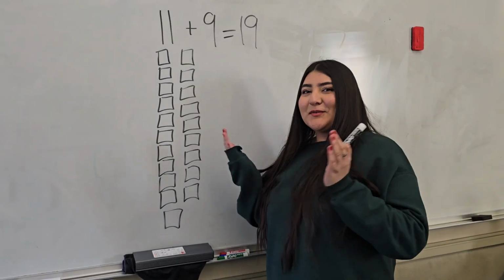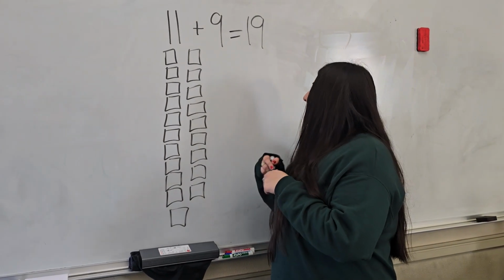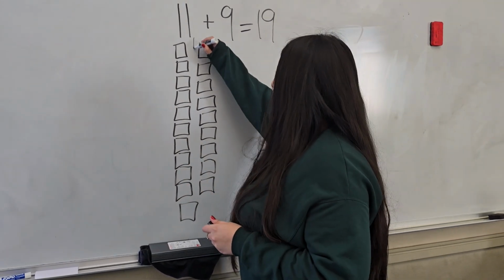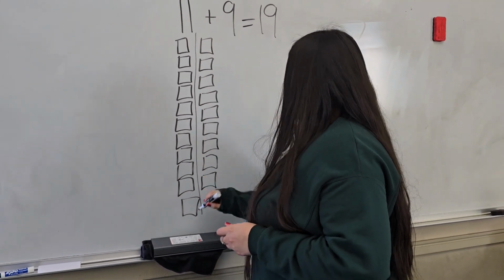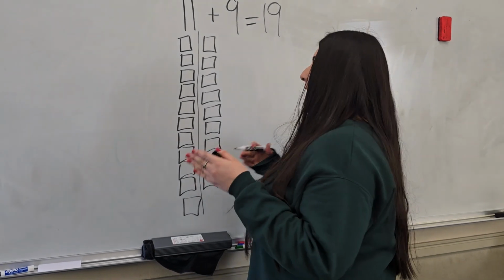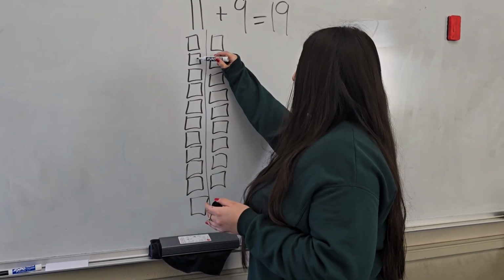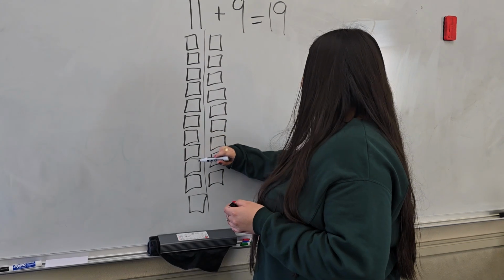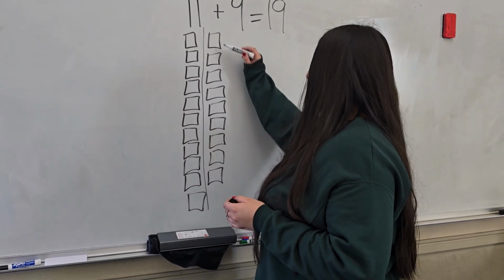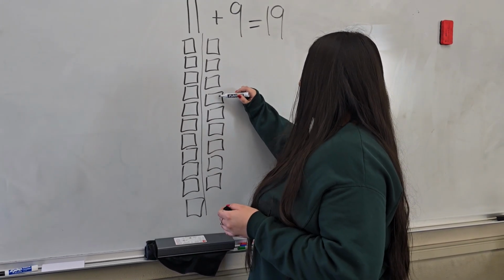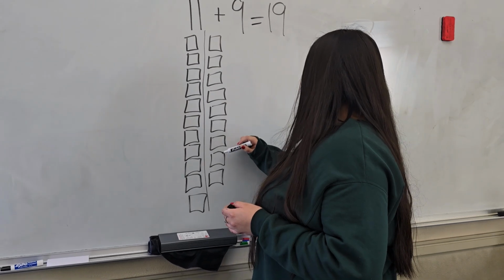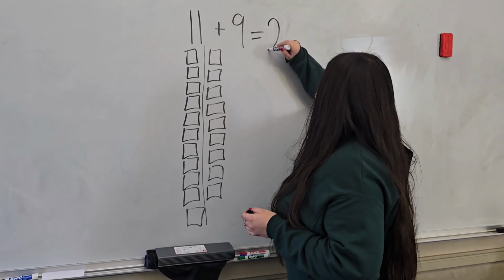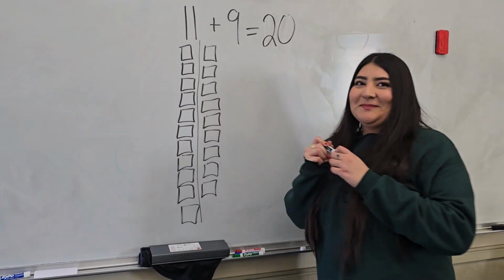Wait guys, we did something wrong. We forgot to count a block. Let's count again. But first, we have to make sure that we separate it so we don't get mixed up. 1, 2, 3, 4, 5, 6, 7, 8, 9, 10, 11, 12, 13, 14, 15, 16, 17, 18, 19, 20. Our answer is actually 20.